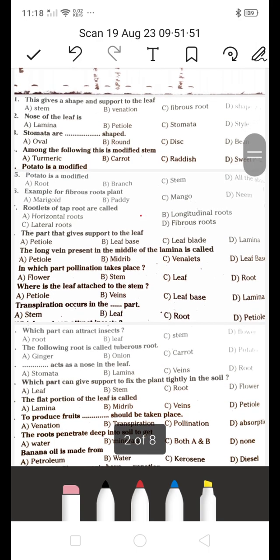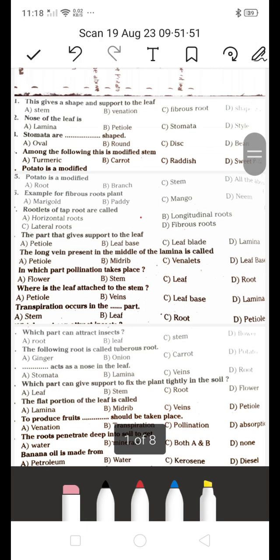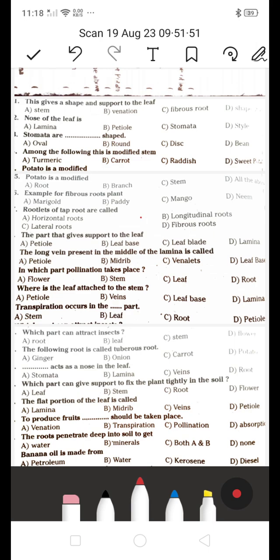First one, these give shape and support to the leaf. Which gives shape and support to the leaf? Is it a stem, venation, fibrous root, or shape of the leaf? Which is the right answer? Its answer is B, venation. These give shape and support to the leaf. And this venation is present in a leaf. Water and some nutrient transport in a leaf. Those are the functions of a venation.